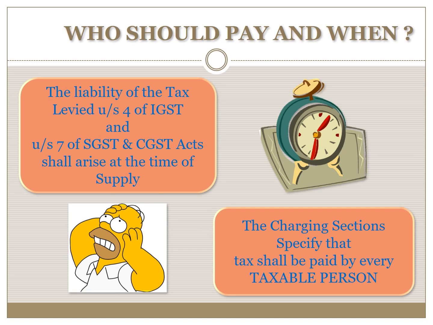The charging sections specify the manner of collection of tax shall be as prescribed and tax shall be paid by every taxable person. So, we should know the meaning of taxable person because it is the taxable person who is liable to pay tax, obtain registration and file returns. But before that, let us find out the meaning of aggregate turnover.